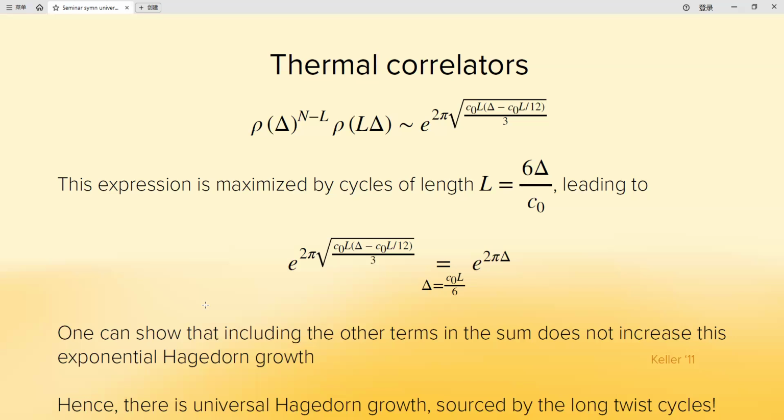And this is showing a very powerful technique of showing these universal properties in the large N limit. We take these long twisted cycles, and when you carefully analyze what that means for the quantities in the seed theory, it means that you can often approximate them by the universal high temperature results, which we saw here in the fact that we could use Cardy's formula for this factor of rho evaluated at L times delta. And so that's also what we'll use for the thermal correlators.